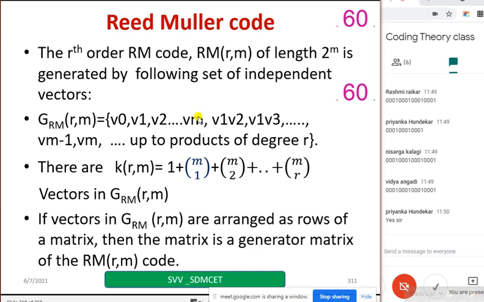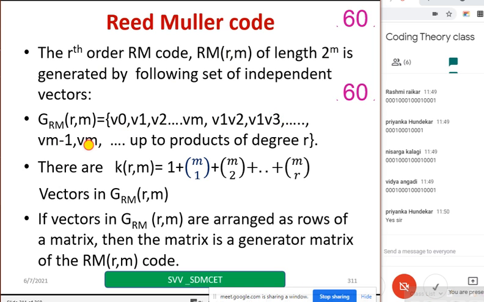Reed Muller code, Rth order Reed Muller code. We represent it like this: RM of length 2 raised to m is generated by the following set of independent vectors. The generator matrix RM equals V0, V1, V2 up to Vm. Then V1 V2, V1 V3, V1 V4, and we continue like that up to V(m-1) into Vm.